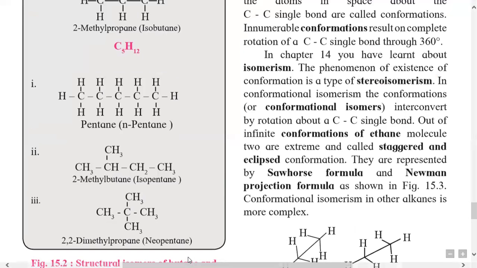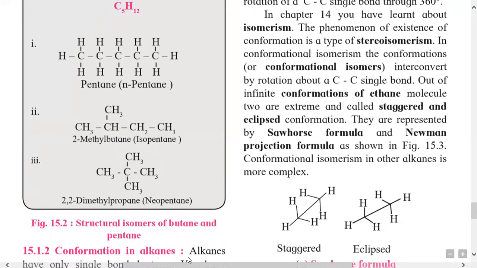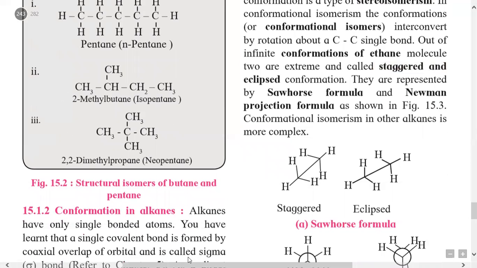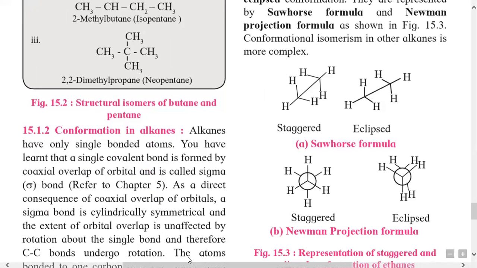Out of the infinite conformations of the ethane molecule, the two extremes are called staggered conformation and eclipsed conformation, and they are represented by the Sawhorse formula and Newman's projection formula. Remember, for ethane, a very simple example of an alkane, an infinite number of conformations are possible, and the two extreme conformations are staggered and eclipsed. They are represented with the Sawhorse formula and Newman projection formula. This we will study in detail now.